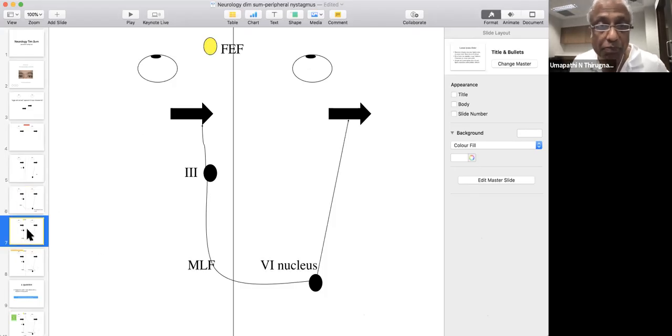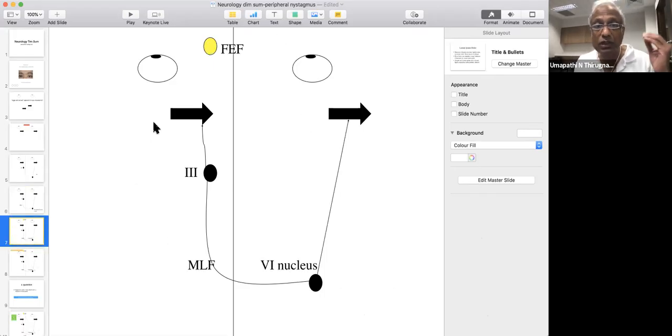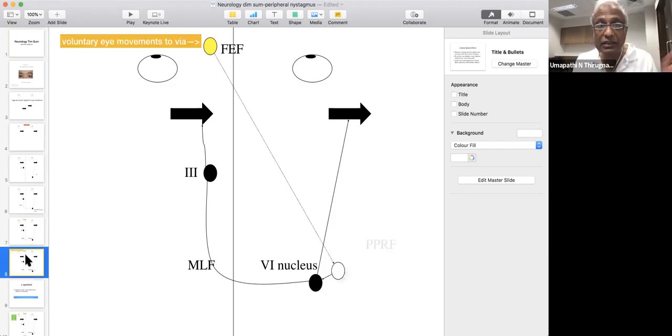So basically, that's what happens, right? So then we also said that this is a reflex movement. So for this to be affected by volitional control, the volitional control comes from the frontal eye fields. The frontal eye fields will then send signal to the contralateral sixth nucleus for this to be affected. Okay, so that's what we said.